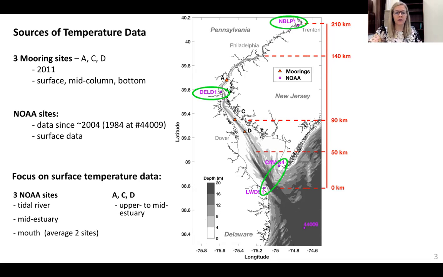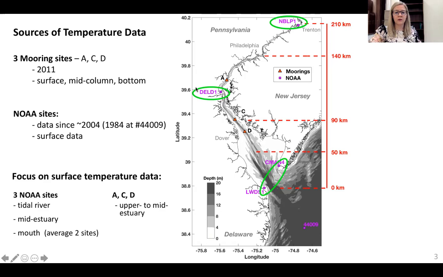So for this talk, we're going to focus just on surface temperature data. We're mostly going to talk about data from the 3 NOAA sites. So the first site we'll talk about is here, the northernmost site. That's the tidal river site. So the salt intrusion front typically resides somewhere between moorings C and A. It changes seasonally in response to river discharge. But up here at this northernmost site, it's always fresh, but it is tidal. So that's the tidal river site.